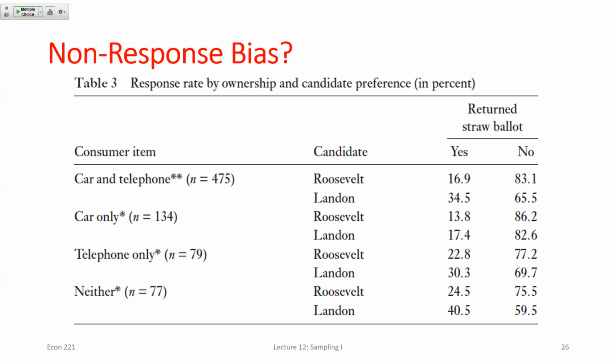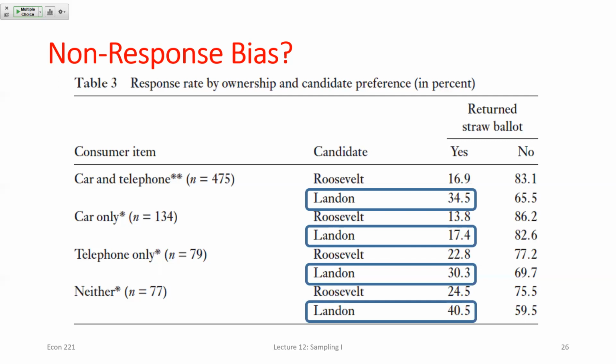But notice, it doesn't matter what they did. Even if we look at people who only own the car, only own the telephone, or neither, in every single one of those categories, people who voted for Landon were more likely to respond to these other political polls as well. So there appears to be some non-response bias built in, that Republicans, for whatever reason, were just more likely to return these political surveys at the time. I haven't seen anybody look at this recently, now that they're using online tools. I wonder if this is still the case. It'd be interesting to get some data and look into that.